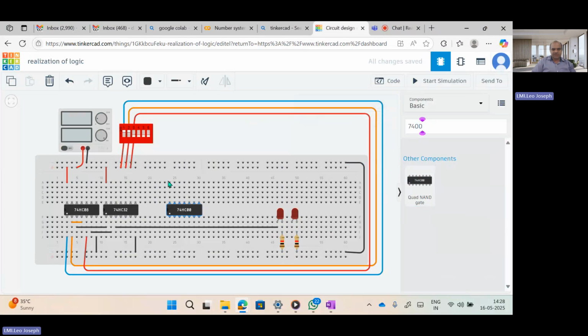Let us check. I am connecting this 14th pin once again to the power supply, and the 7th pin I am connecting to ground. Here you can check input, input, output, and input, input, output. Also here, if you check, output, input, input, it is reversed, and output, input, input. So how you are going to use it, that is the matter.